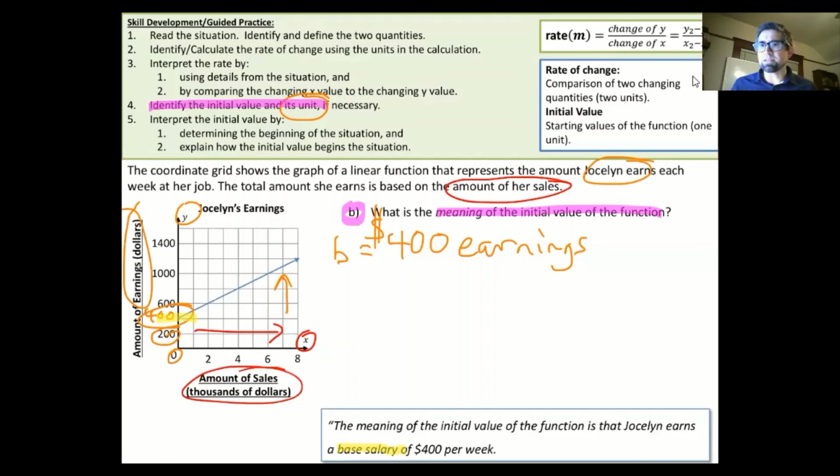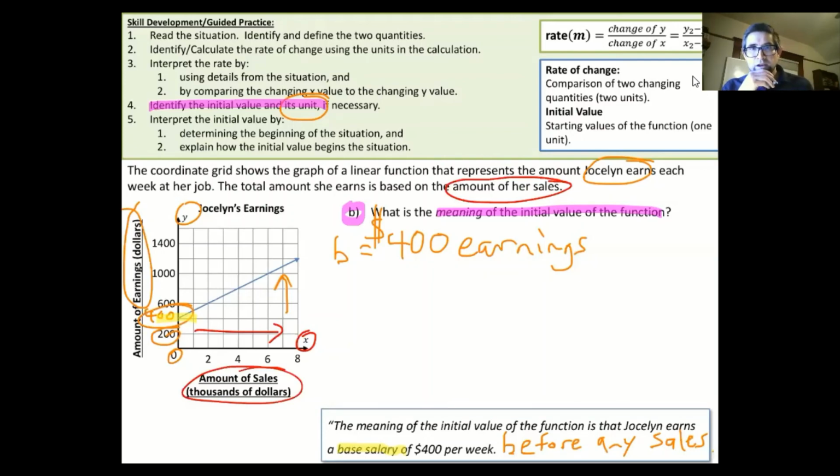Now I included that because this is a test type question and we should know that kind of language. Let me show you another thing that we could have written that might be more familiar. I could have written, the meaning of the initial value of the function is that Jocelyn earns $400 per week before any sales. That might make it sound more familiar to what we've done in the past. Because as soon as she starts making sales, her earnings are going to go up, but it always starts at 400. That's the meaning of the initial value.